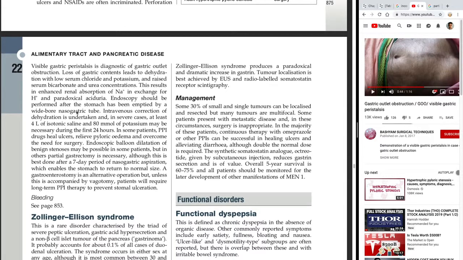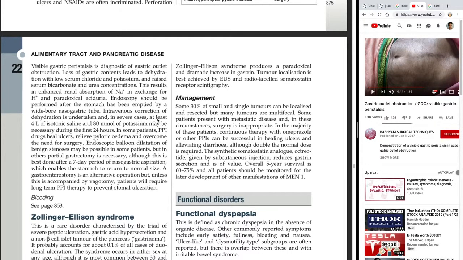Endoscopy should be performed after the stomach has been emptied by a wide-bore nasogastric tube. So you put a tube through the nose into the stomach and empty the stomach contents. After that, you do an endoscopy. Intravenous correction of dehydration is undertaken. Since the patient cannot absorb water through their gastrointestinal tract, you give them fluids through their veins, IV fluids.